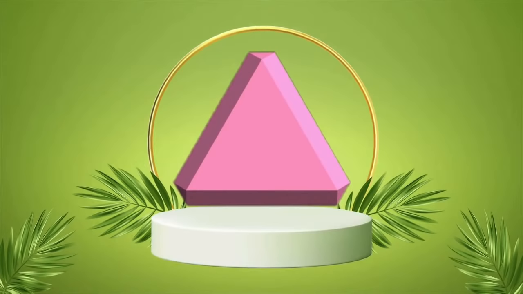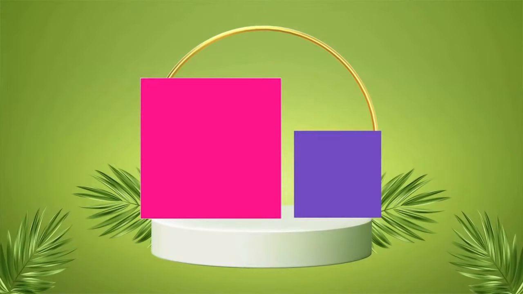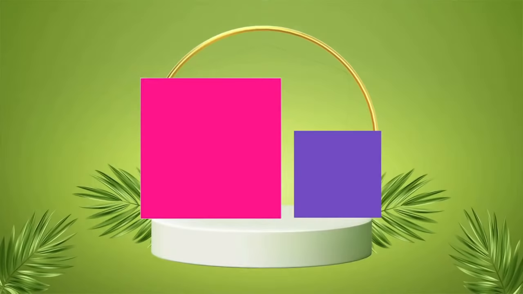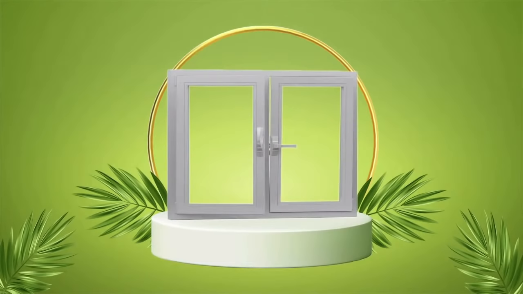A big square, a little square. Four equal sides and right angles. A square turns into a dice. Oh, a regular square. A square turns into a window. Oh, a regular square.